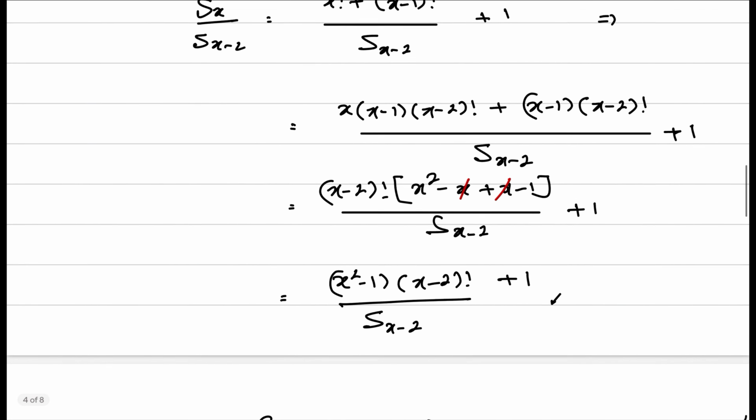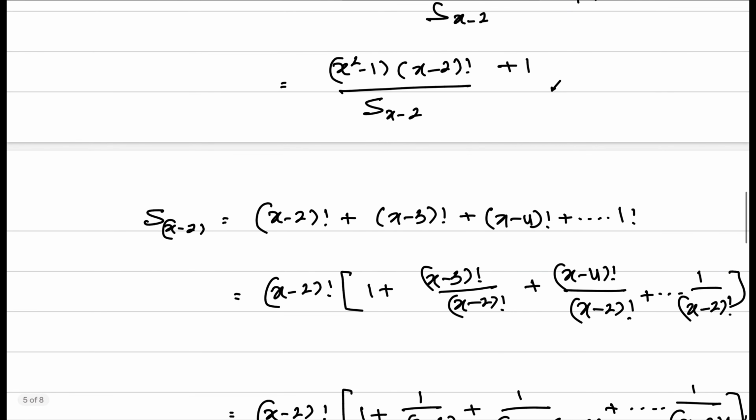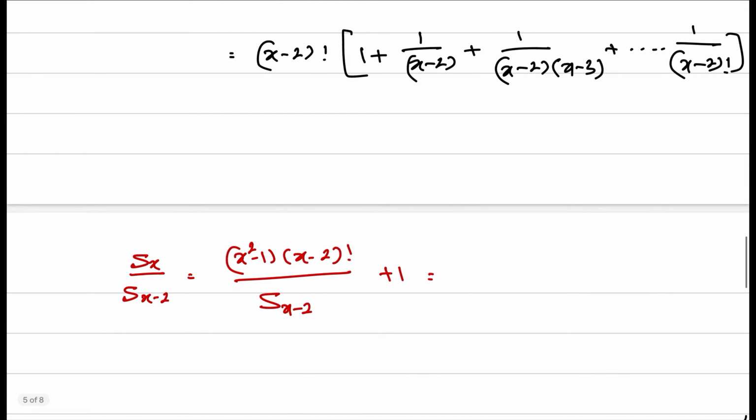Sx by Sx minus 2 is equal to how much? That's what we are going to find out. What is the simplified value for it? X square minus 1 into x minus 2 factorial divided by sum of the x minus 2 factorial plus 1. That is equal to this. Can we write like this?